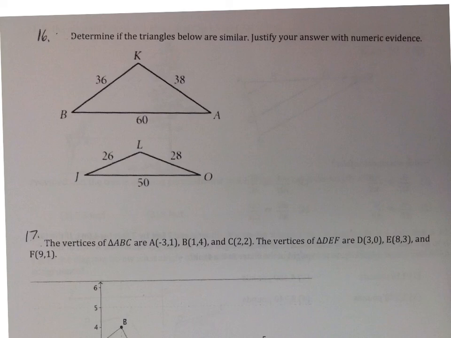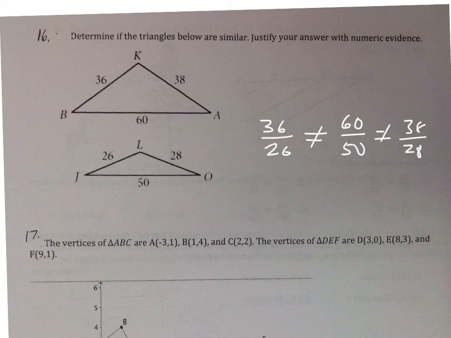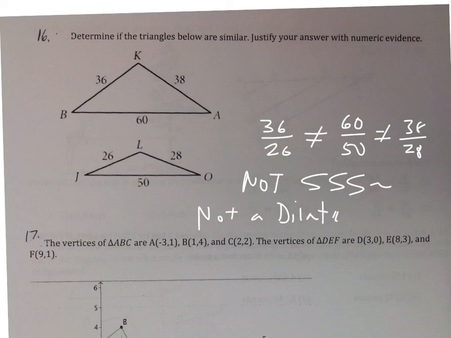This is not a dilation, and it was really good to see that some students actually remembered that you can try to compare the scale factors. And if you divide the matching sides together, you do not get the same answer through all three pairs of sides. So this is not a side, side, side similarity. So it's not a dilation. So that means that they are not similar. They have a different shape to them.